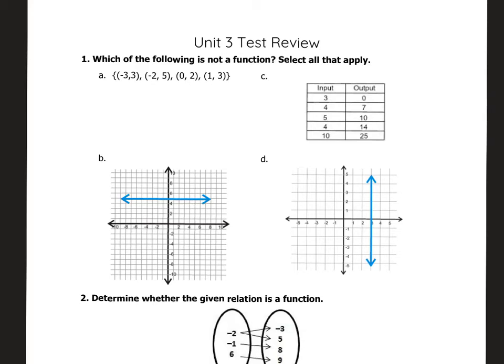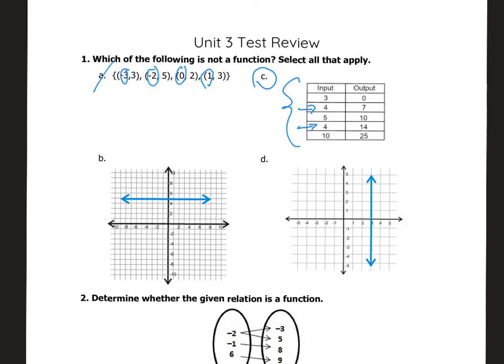So when we are looking at A, our x value for these ordered pairs is the first one in each set of parentheses, and these are all different, so this is a function, so that one is not going to be an answer. When we look at C, C has two values that repeat because 4 repeats down here. 4 is listed twice. Therefore, this one, C, is not a function.